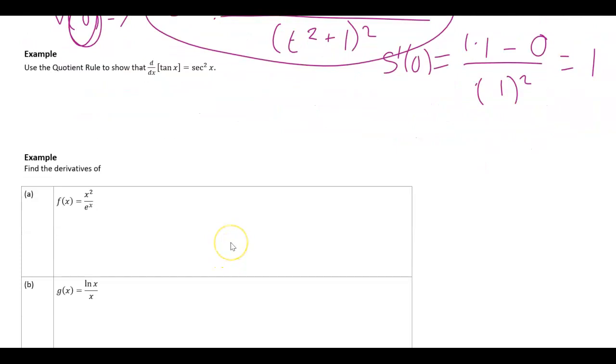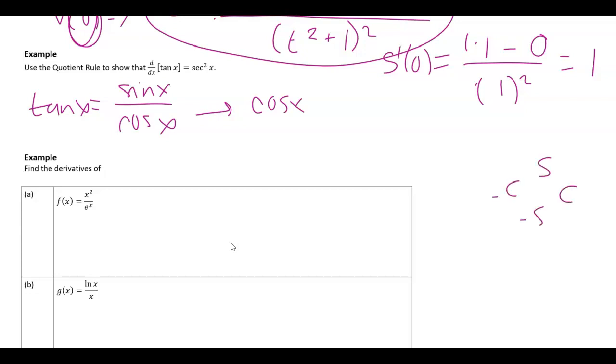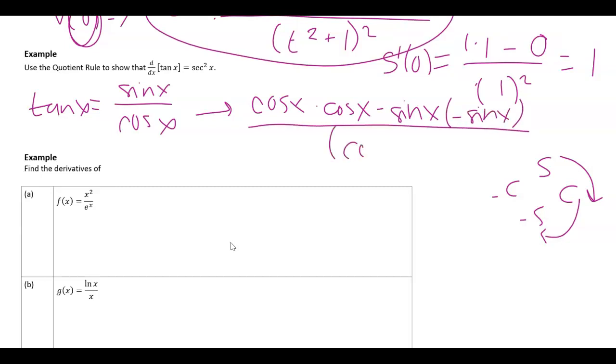All right, let's use the quotient rule to show why the derivative of tangent is secant squared. So remember, tangent is sine x over cosine x. So if I take the derivative of that, I would have low. Now let's do our circle. D high, minus high would be sine. D low, derivative of cosine is negative sine, all over low squared.